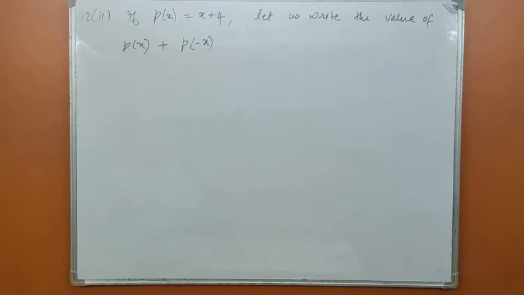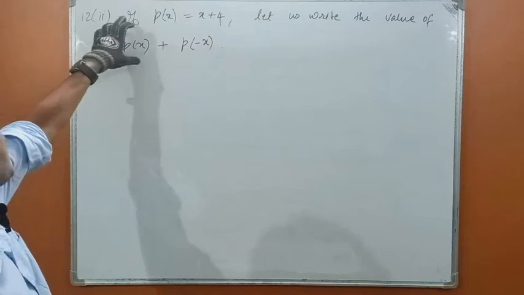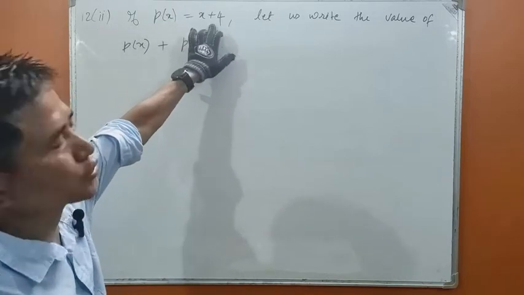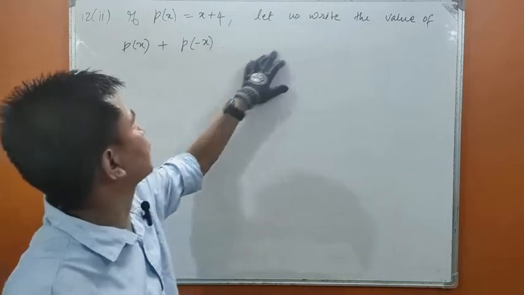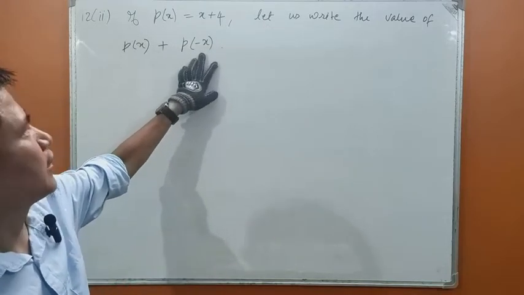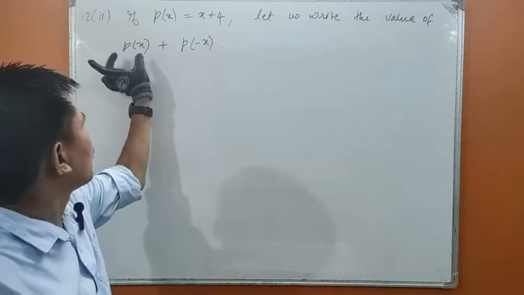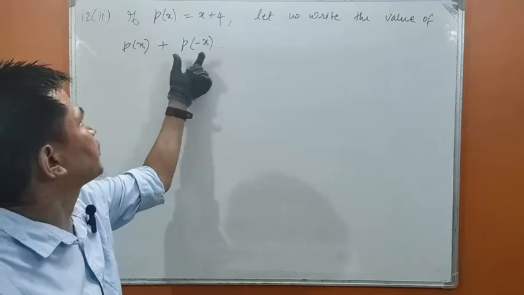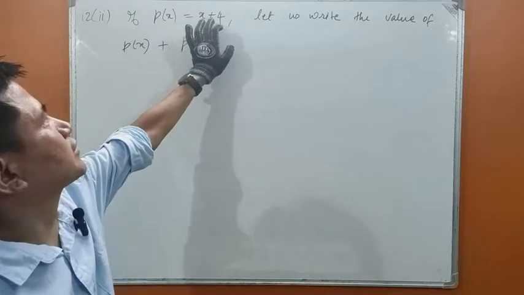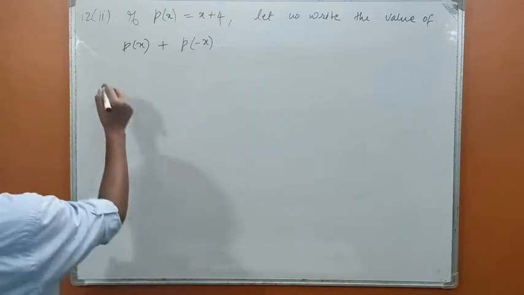The next question we have is question number 12, sub-question 2. If p(x) is x plus 4, let us find the value of p(x) plus p(minus x). We are asked to find the value when p(x) is added with p(minus x), and the condition given to us is p(x) is x plus 4. Now let us find p(minus x) first.